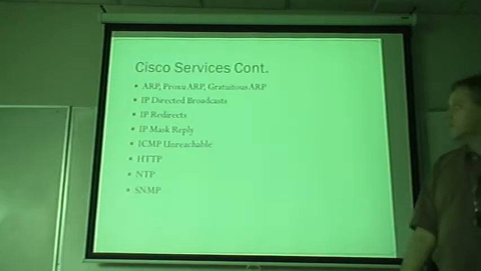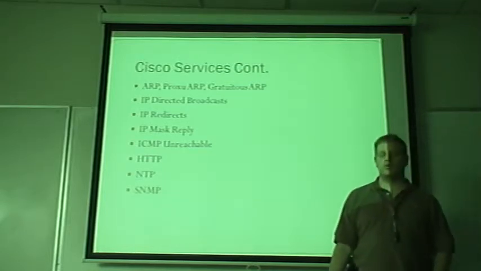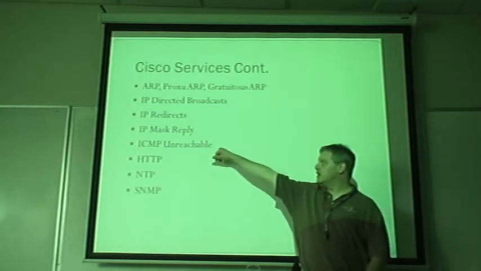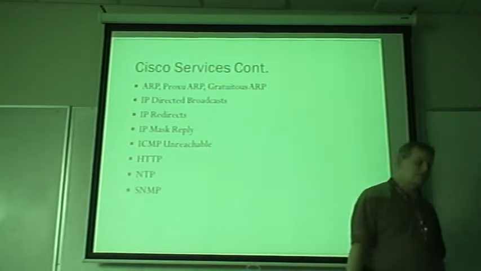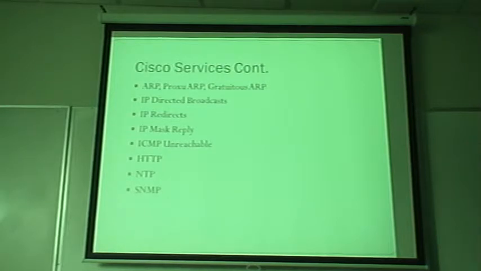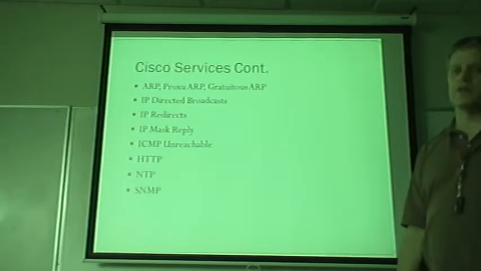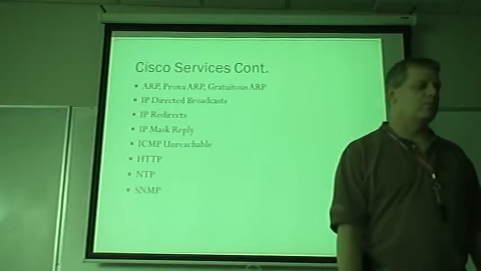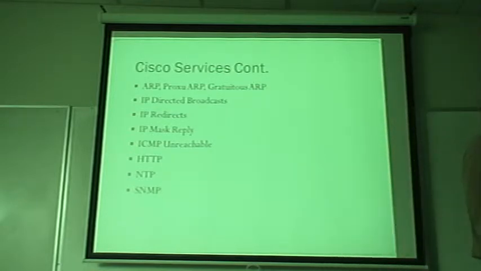Okay? The easiest way to take care of that is to take out ICMP unreachables on your interfaces, to take out IP directed broadcasts and IP redirects off your interfaces, and IP mask reply off your interfaces. It's not going to break anything, all right, especially on a local network, but it will make your network more secure.